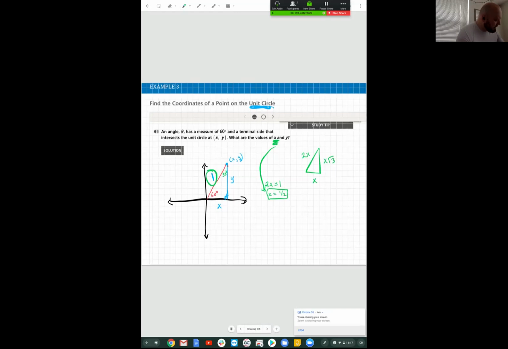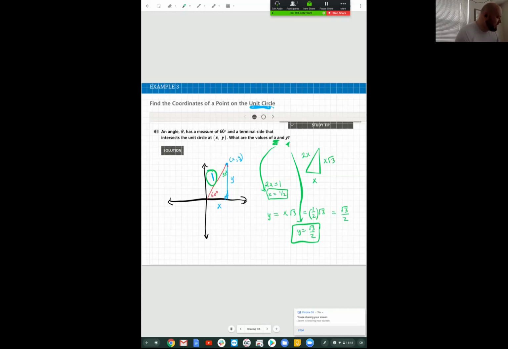Y, I can see on the red and blue one is just y, and on the green one, it's x times the square root of 3. But right now I know that x is 1/2, so I'm going to do 1/2 times the square root of 3, which is just square root of 3 over 2. So y is the square root of 3 over 2, and that's my answer for y. Answer for y, boom, down here. And that's how you can solve for any x and y.